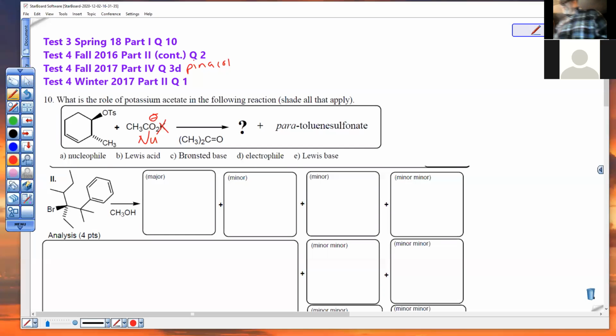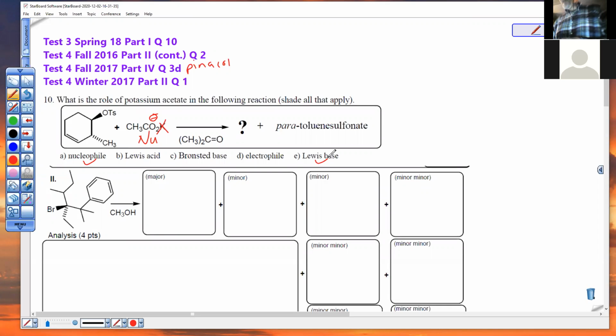Now, is it a nucleophile that's going to pick up a proton, in which case it's also a Bronsted base? Is it a nucleophile that's, let's see, what are the choices? Nucleophiles are synonymous with Lewis bases. So we already know A and B regardless. Is it going to pick up a proton?